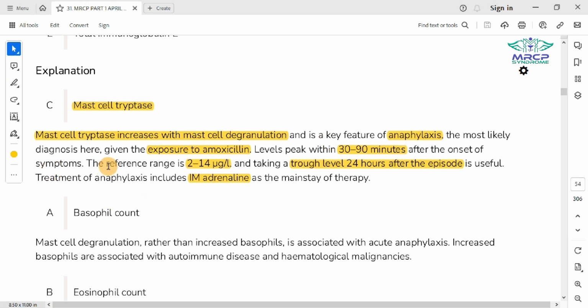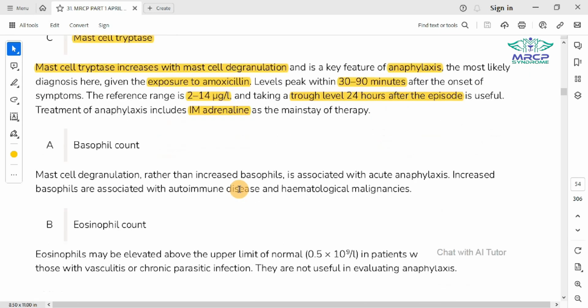The most likely diagnosis here, given the exposure to amoxicillin. Levels peak within 30 to 90 minutes after the onset of symptoms. The reference range is 2 to 14 microgram per liter, and checking a trough level 24 hours after the episode is useful. Treatment of anaphylaxis includes intramuscular adrenaline as the mainstay of therapy.